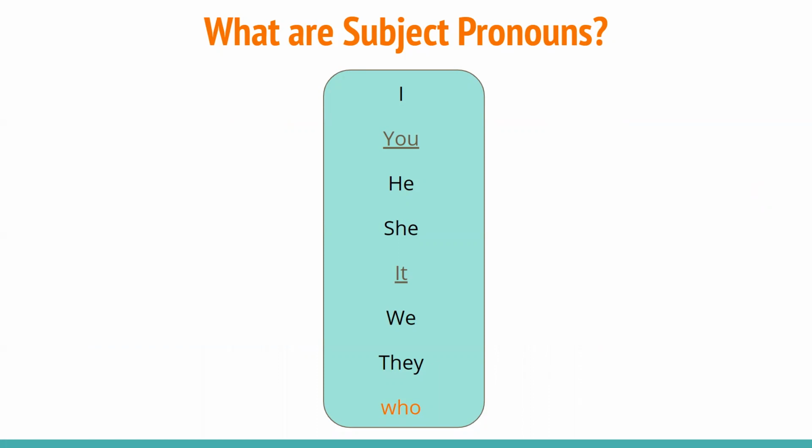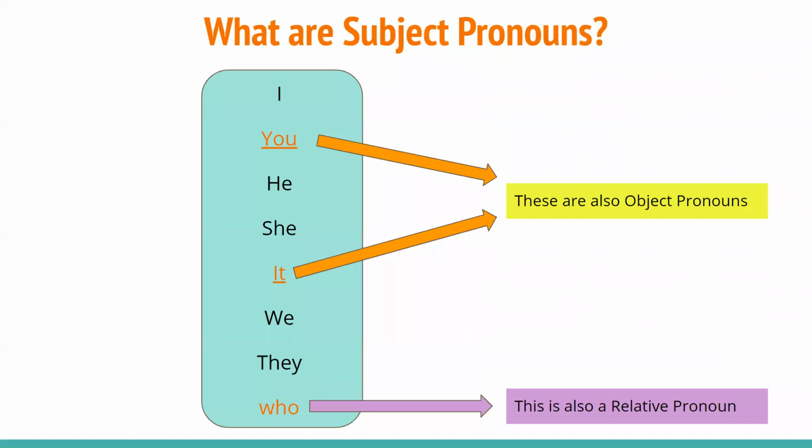Now you'll notice that 3 of them were highlighted. That's because you and it are also object pronouns. They can be used as either subject or object pronouns. Secondly, the word who is also a relative pronoun. We'll discuss relative pronouns in another video. So remember, you and it can be used as both subject or object pronouns. And remember to make notes to help you revise. You'll want to copy this diagram in your books.